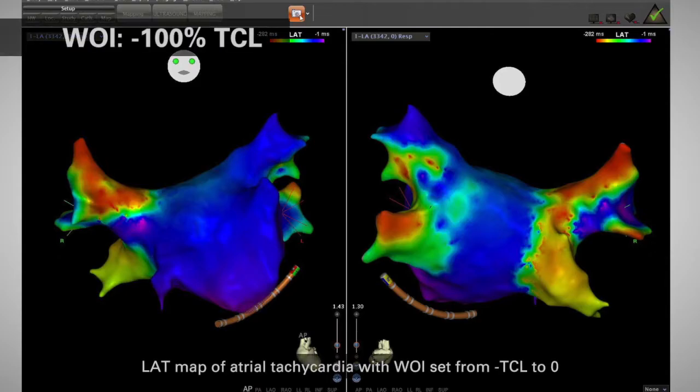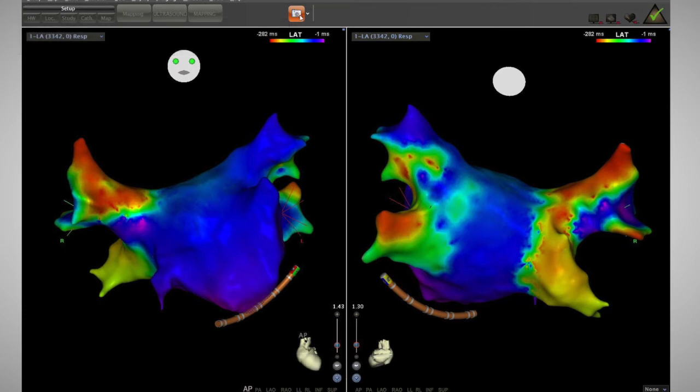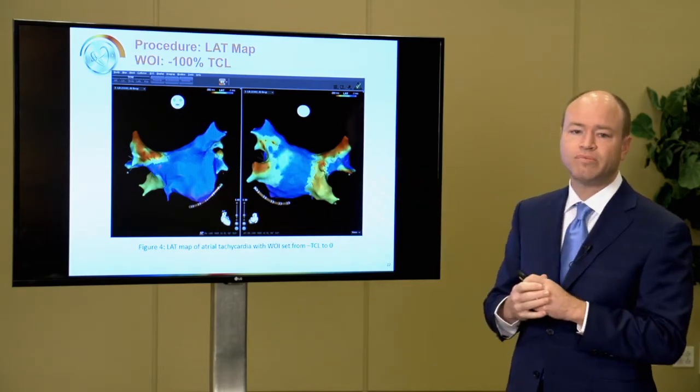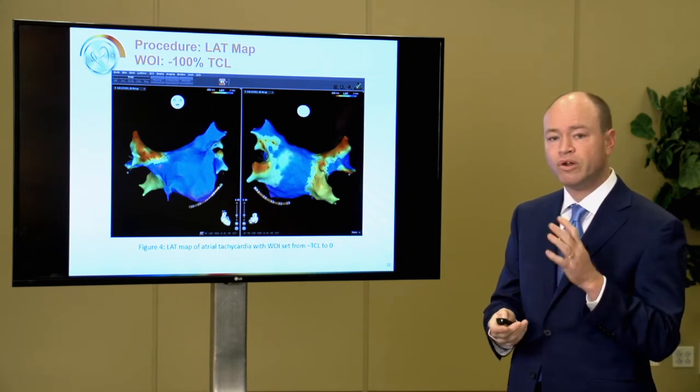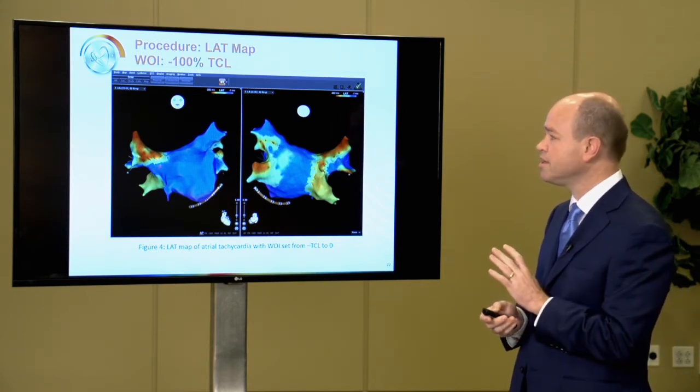Following that, this is a display of the LAT map of this particular tachycardia. The window of interest was set at -100, the tachycardia cycle length, to 0% of the cycle length. As you can see, it's a very confusing LAT activation map, as many of these post-AFib ablation tachycardias are. It's showing early activation from the right superior pulmonary vein and from the left inferior pulmonary vein. Based on this, it's not possible to accurately identify where the atrial tachycardia is originating.